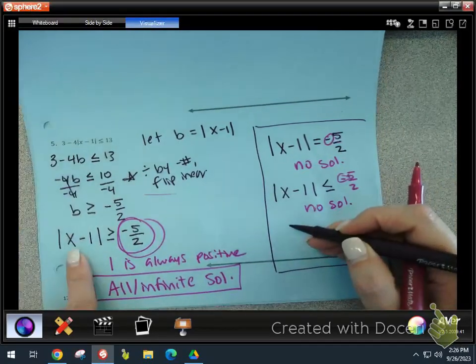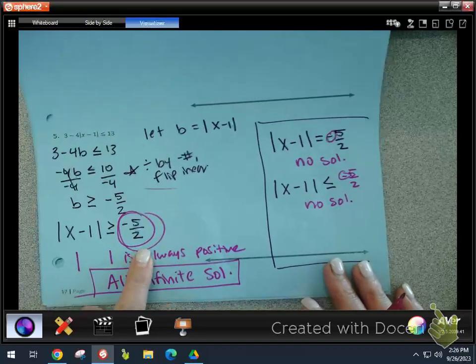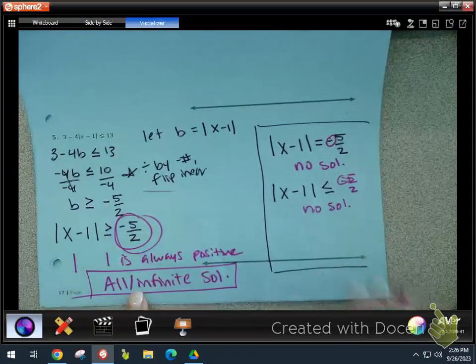And then this one is if it's greater than. It will always be greater than. So that would be all solutions.